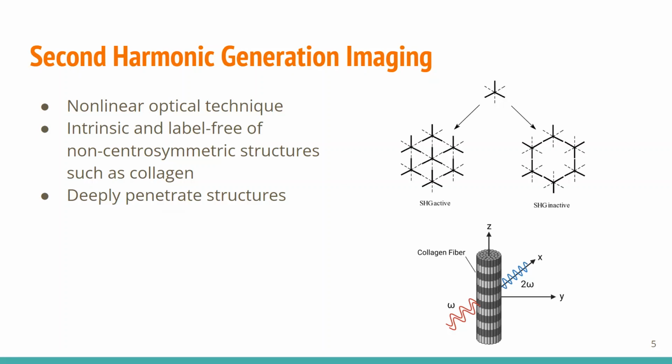As you can see on the right, we have an SHG active and an SHG inactive structure, and that goes back to what non-centrosymmetric actually means. Furthermore, we have a collagen fiber, and 2 photons hit at the same time and produce a single one, which is the SHG signal that we receive into our photomultiplier tube to create the image.